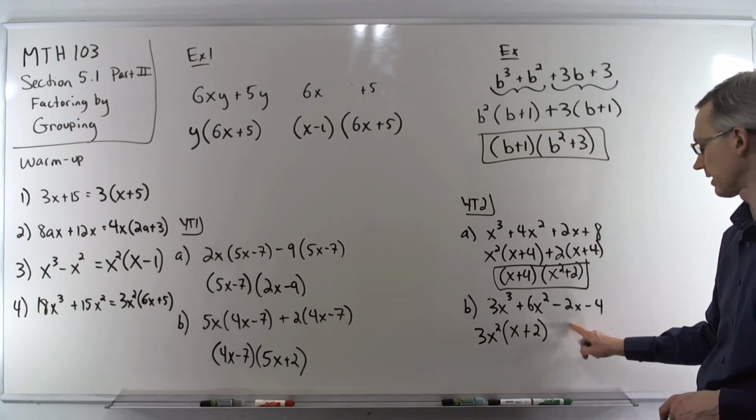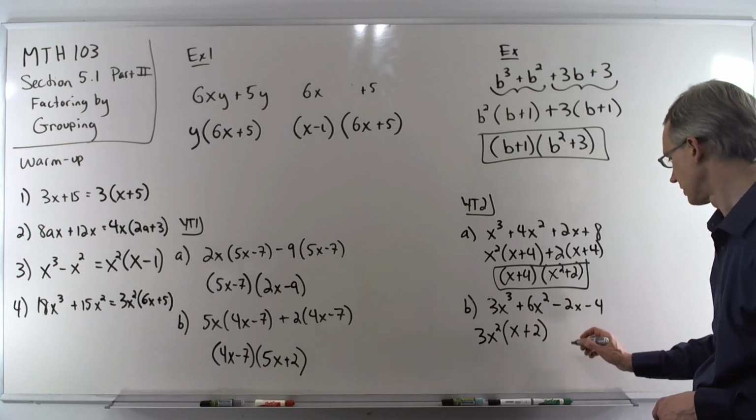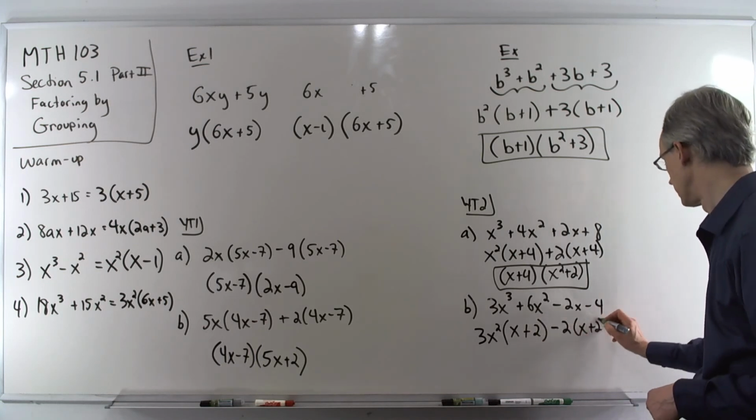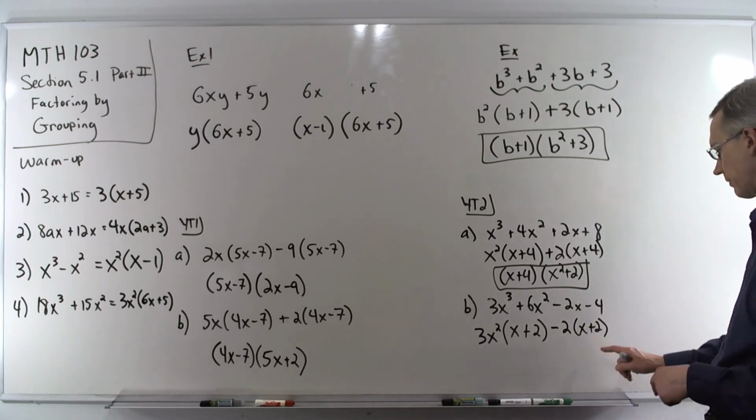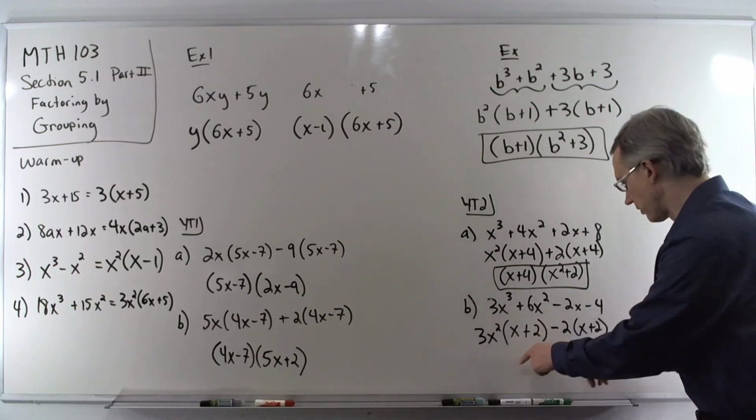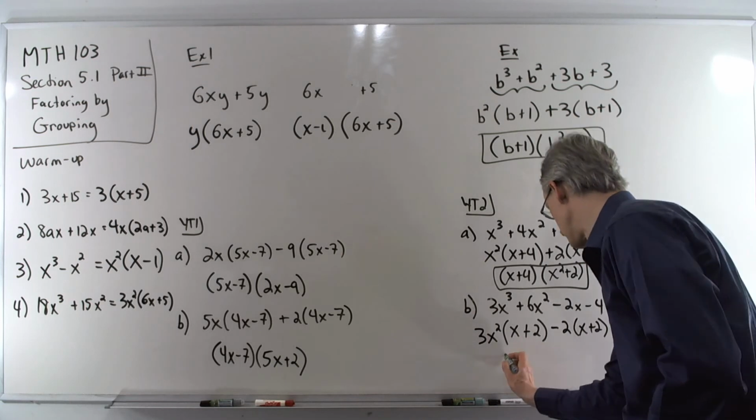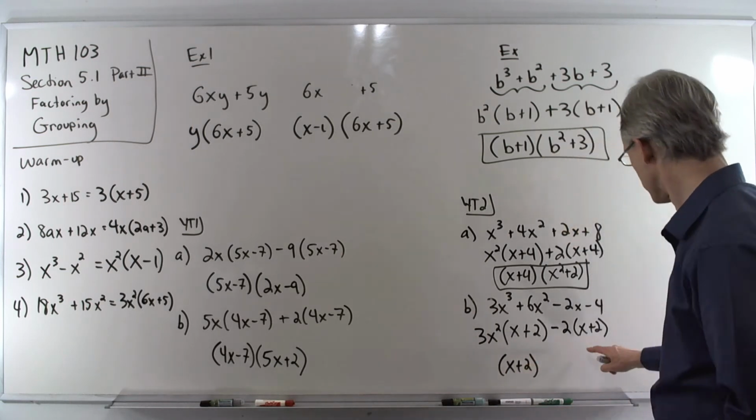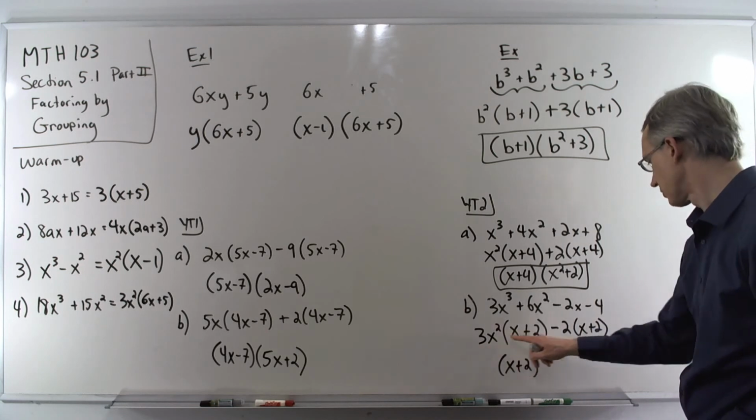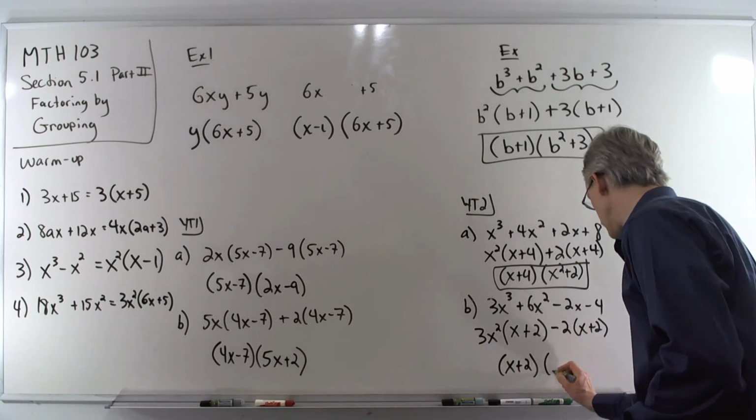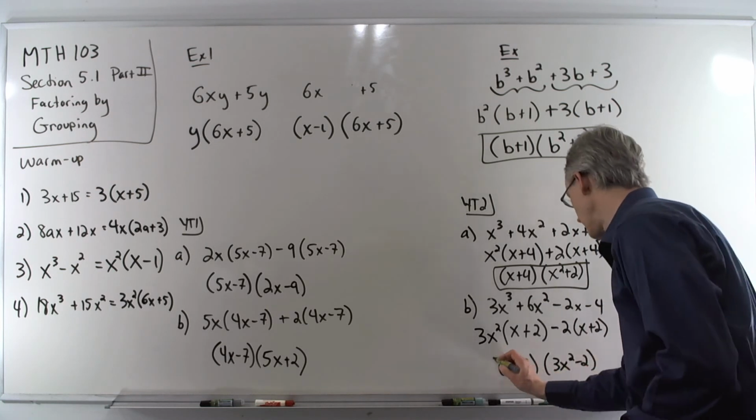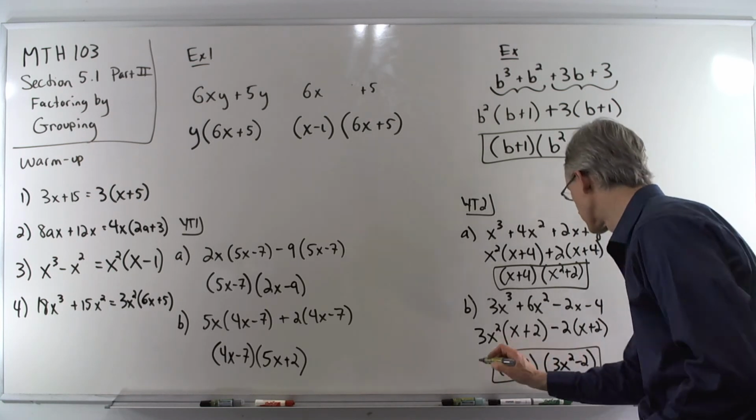So over here, we want to factor out so we get a matching x plus 2. So we're going to factor out a negative 2 and get x plus 2. All right, now we got our matching binomials, so let's pull those out front. x plus 2, and what remains after we remove those is 3x squared minus 2. x plus 2 times 3x squared minus 2.